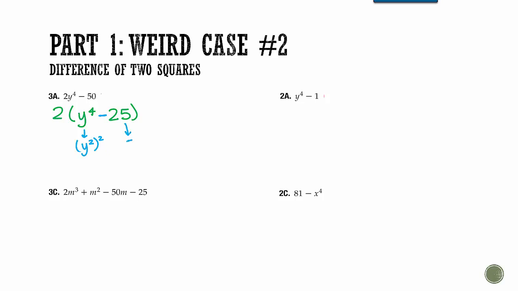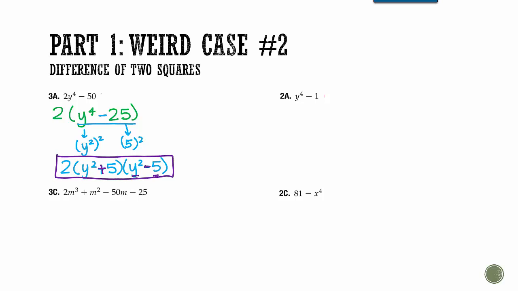And then this guy can be 5. 5 squared gives you 25. So this stuff in here factors into (y squared + 5) times (y squared - 5). And then I have to remember this 2 out front here. And both of these guys in here have 2 terms. This guy is plus, so I know he's not a difference of 2 squares, but this guy is negative, so he could be a difference of 2 squares. There is something I can square to get y squared, but there's not something I can square to get 5. So that's how I know that I'm done, and this is factored as much as it possibly can be.